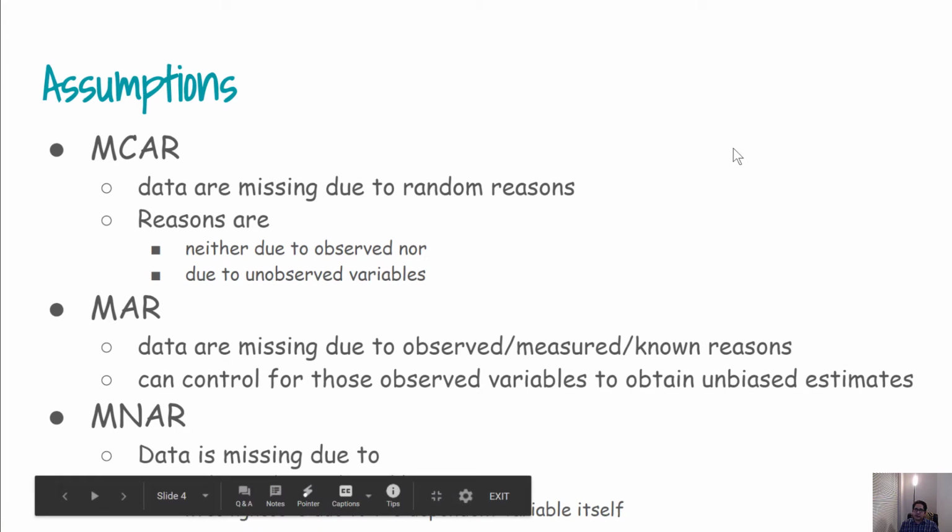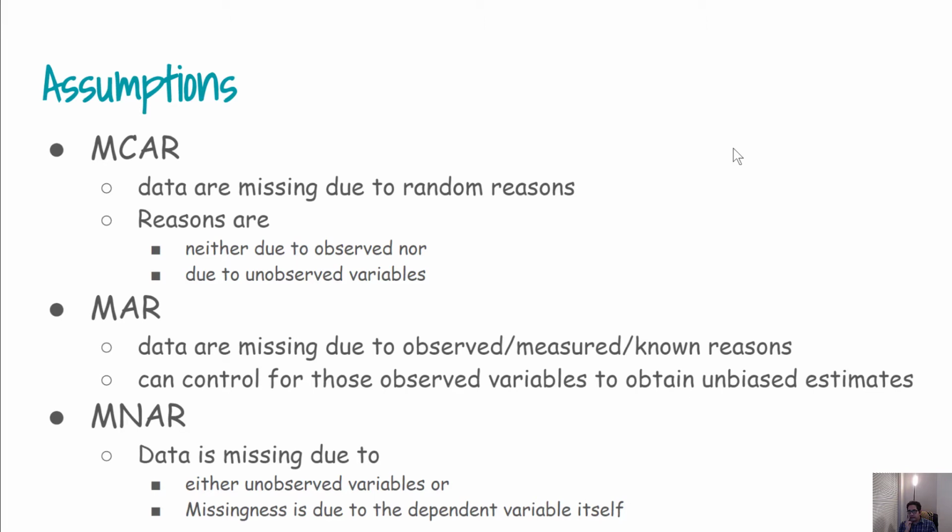So in terms of the assumption, here is a very brief rediscussion of the assumptions. The first assumption is missing completely at random, and here you have to justify that whatever data was missing was missing for no reason, for random reasons. There are no observed or unobserved reasons that can explain your data's missingness.